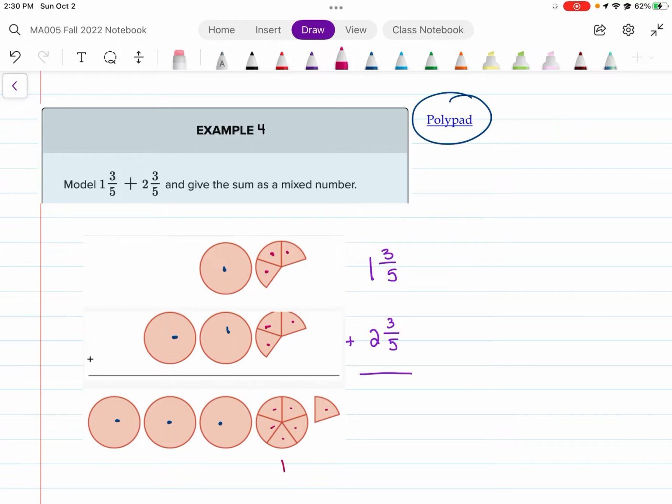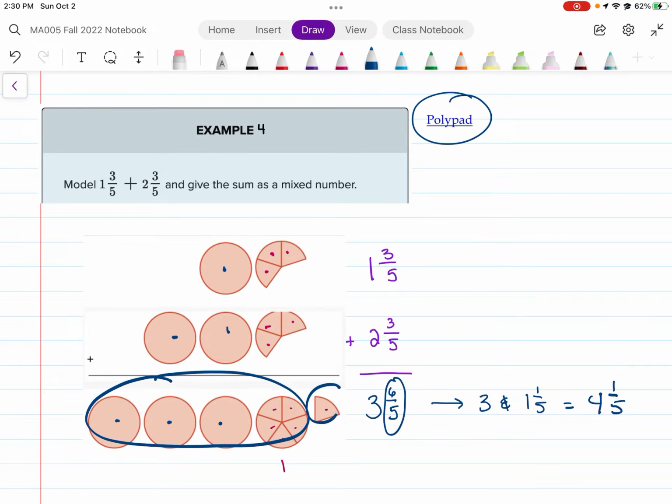Another way to think about it is to just do it with the numbers. 1 plus 2, the whole numbers, is 3. And then we have 3/5 plus 3/5 is 6/5. So this right here leads to 1 1/5. You can't have an improper fraction in a mixed number. That's not allowed. So we're going to have to change this to 3 and 1 1/5. 3 and 1 1/5 is 4 1/5, which you can see here. Here's our 4. And here's our 1/5.